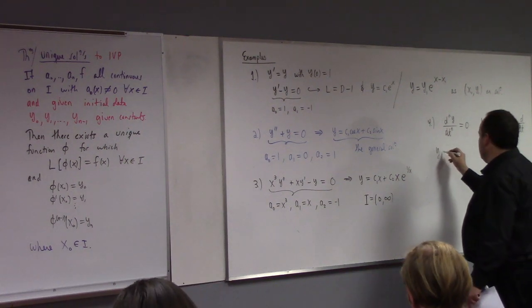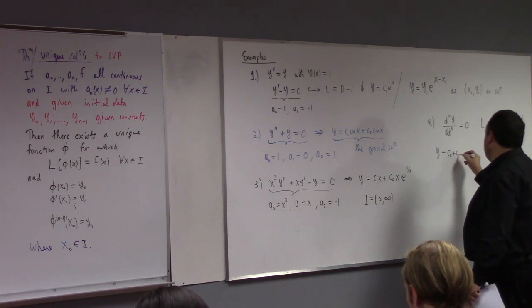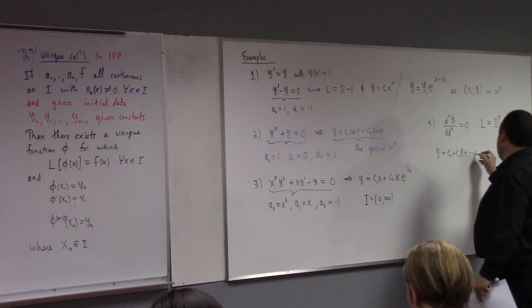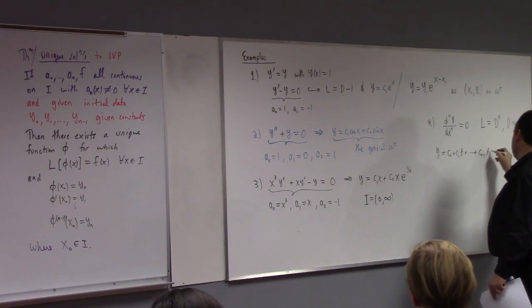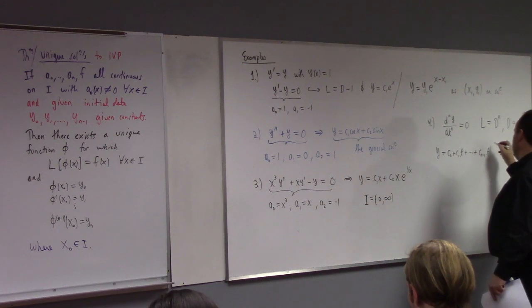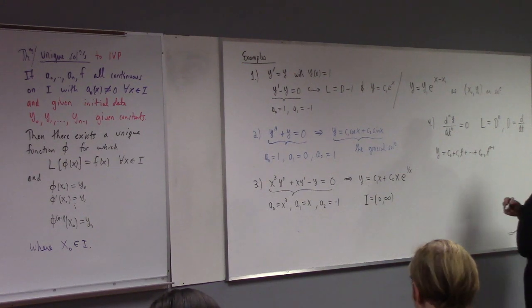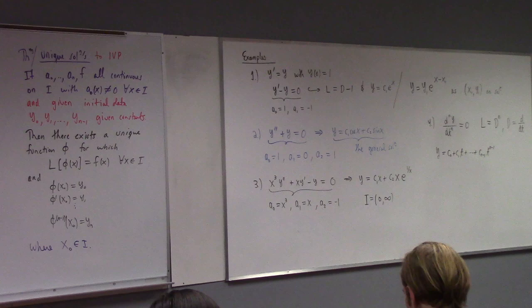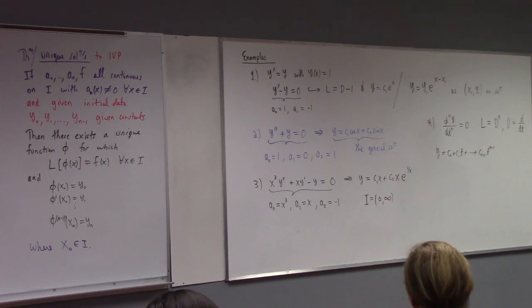The general solution to this is c0 plus c1 t plus ... plus c_{n-1} t to the n minus 1, which you can obtain simply by repeated integration. You just integrate n-fold times and you'll derive that solution. All right?